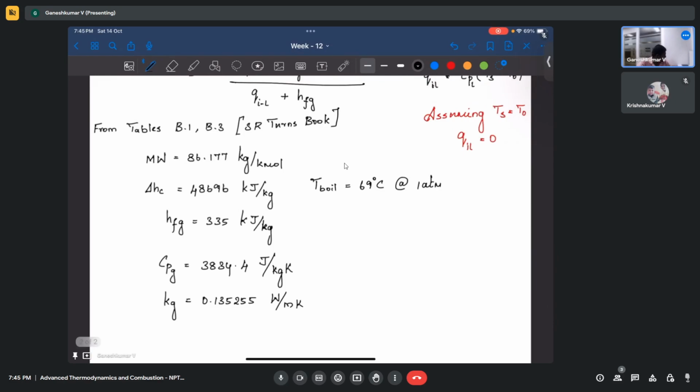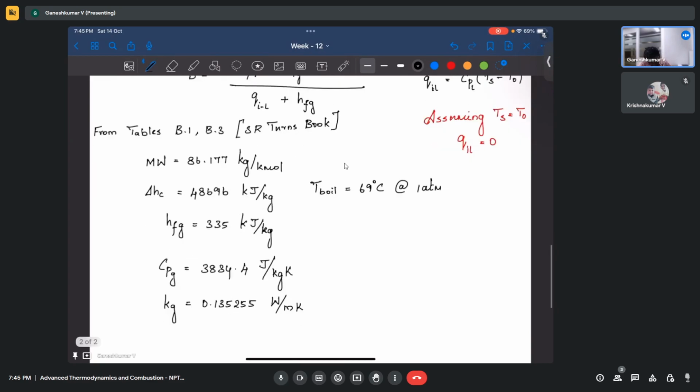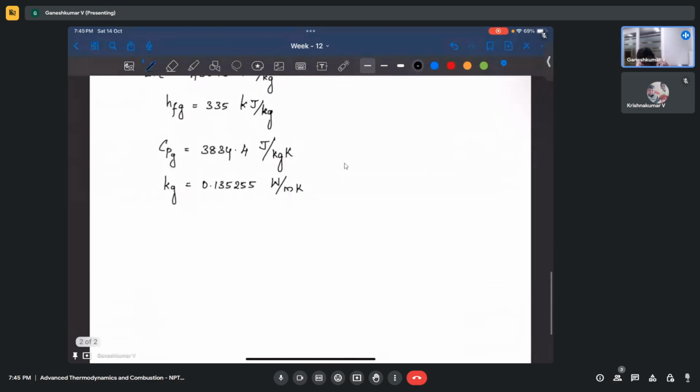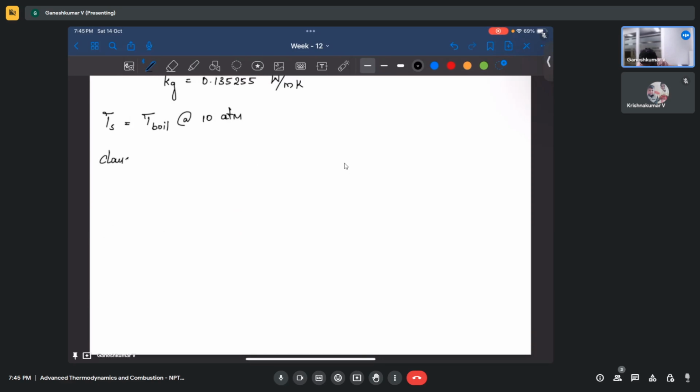All right, that is one thing. Now the only thing left is to find Ts. So Ts is nothing but T boiling at 10 atmosphere. For this we use the Clausius-Clapeyron equation. We all know what the Clausius-Clapeyron equation is, so I don't need to say anything about it.